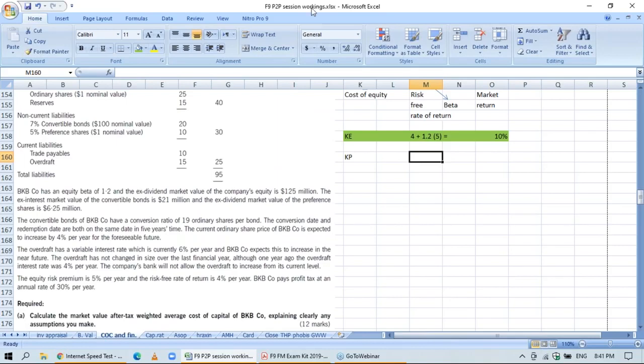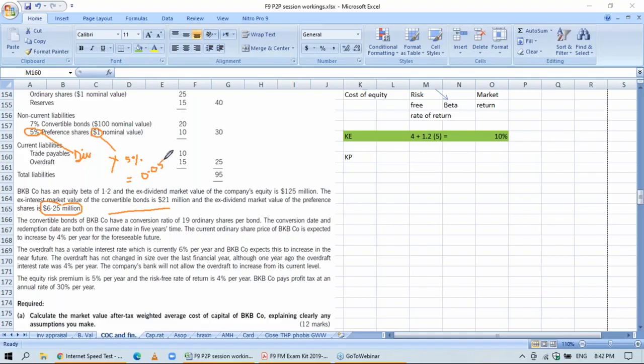So what they are telling about the preference shares, they have given you the market value of the preference shares, which is 6.25 million, and the preference share is the 5% preference share. This 5% is the dividend, which is payable on this $1, the face value of the preference share. So 1 multiplied by 5%. This gives you the dividend. So the dividend makes up to 0.05.